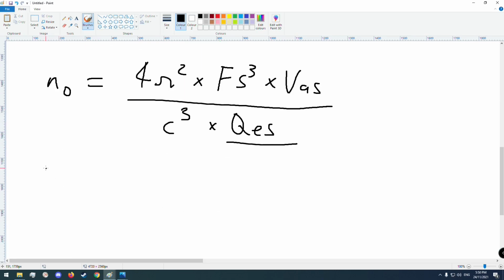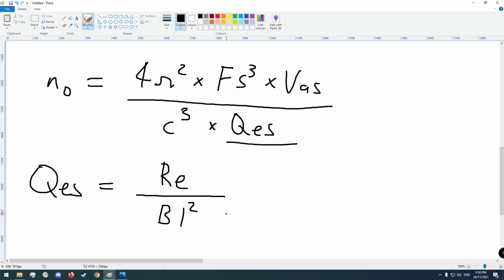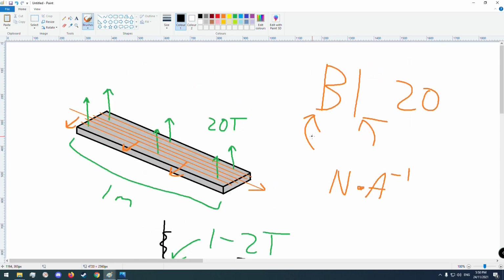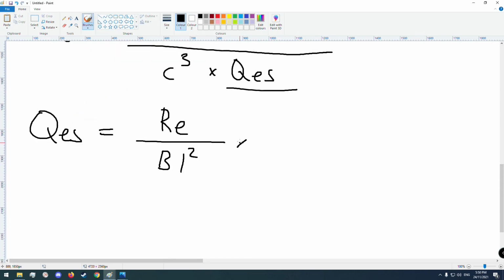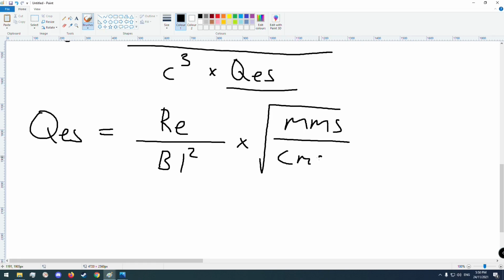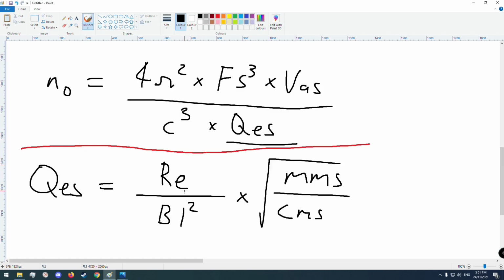So how do we get the QES? QES is equal to the resistance of the voice coil divided by the BL squared, which is this thing up here. As I talked about, a stronger magnetic field or more wire equals a higher BL, and this is multiplied by the square root of the moving mass of the speaker, so how much the cone weighs, divided by the CMS, which is how stiff the cone is. So what does all this mean?